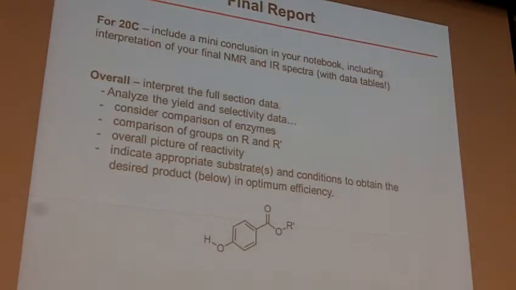So, comparison of enzymes, as I just mentioned, and comparisons of groups on R and R prime. It's possible to see that methyl groups on R prime cleave very easily, but methyl groups on R don't. Whatever it happens to be. It's the overall picture of the reactivity: which things went fast, which things went slow.